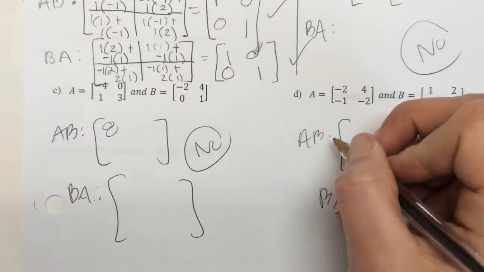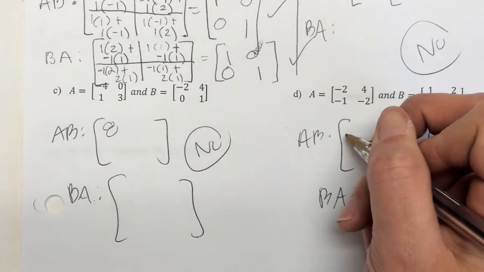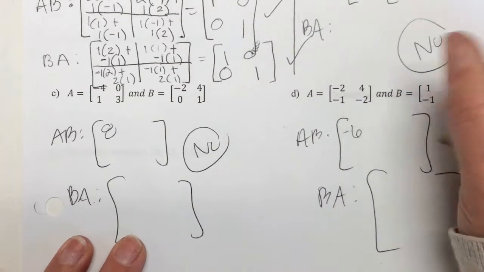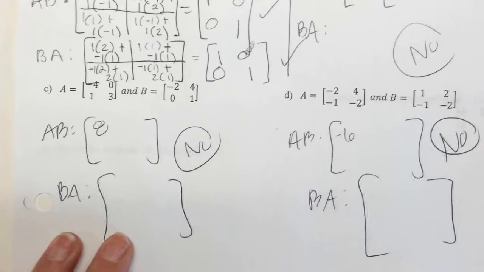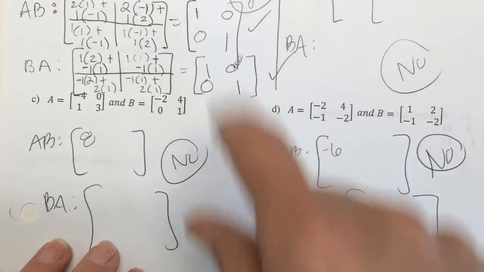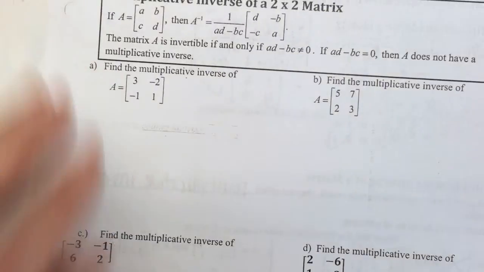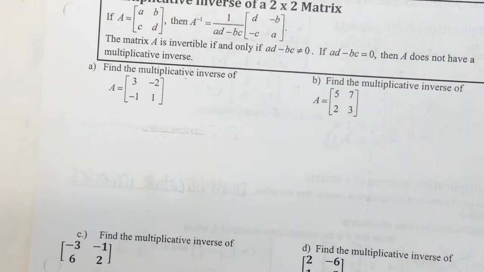What about for this one? Negative 6, I got 4. Did everybody else get that? Very good. So the answer is no. So these will be really easy to do on your test. You just have to make sure they're both the identity matrix.